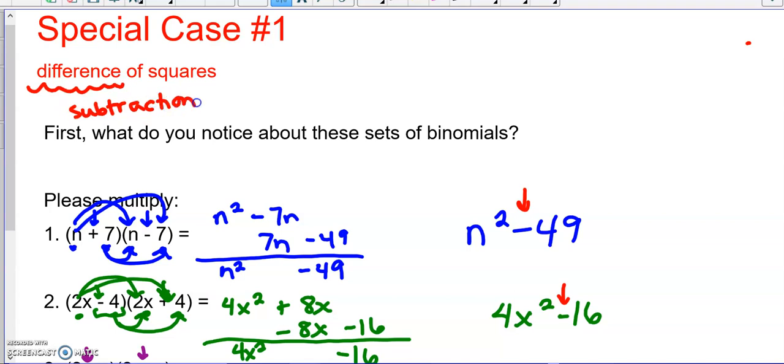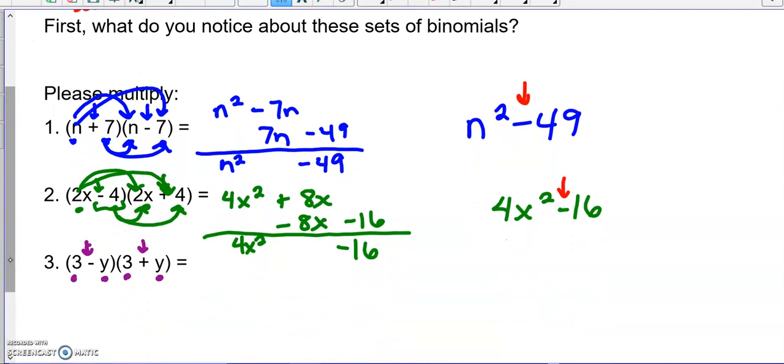I also notice that I'm missing my middle term, right? I have a squared term, but I don't have a linear term. So I have n squared, but no n. I have x squared, but no x term. The way I found this term is really just by squaring my first term. So if my first term is n, and I square it, I get n squared. My second term is 7, and if I square it, I get 49.